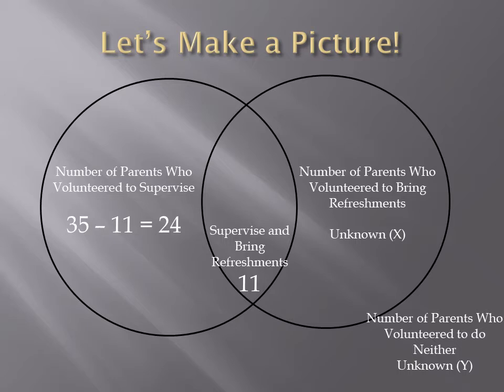Now, over on the right-hand side, we're going to have the number of parents who volunteered to bring refreshments. The whole right circle is the total number of parents who volunteered to bring refreshments. This right-hand section here is going to be the number of parents who volunteered to only bring refreshments, so I'm assigning that the unknown variable X. Of course, we also have the number of parents who volunteered to do neither activity, and that one I have assigned the unknown variable Y. So this is all the information that we know in a visual picture that we can see.